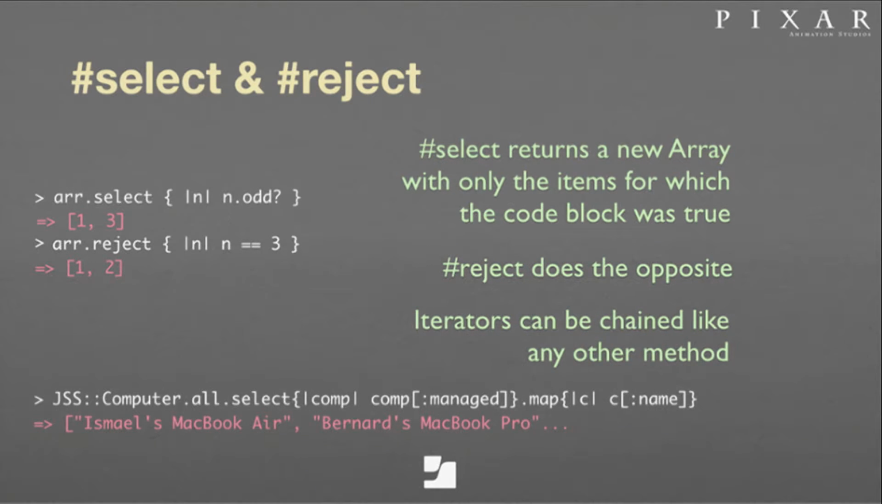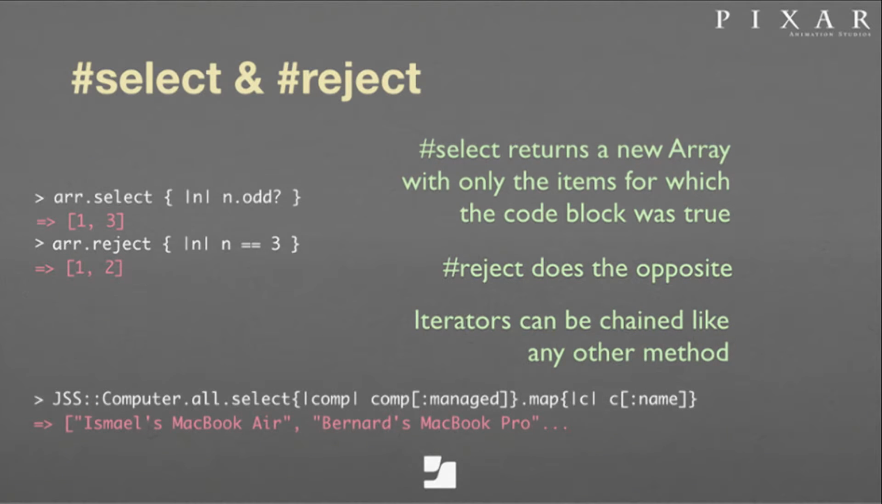Reject does the same thing in the opposite direction. Give me an array that doesn't include the ones that are true. And so reject where n equals 3, and I get back 1 and 2. So those 2 methods are also examples of iterators.